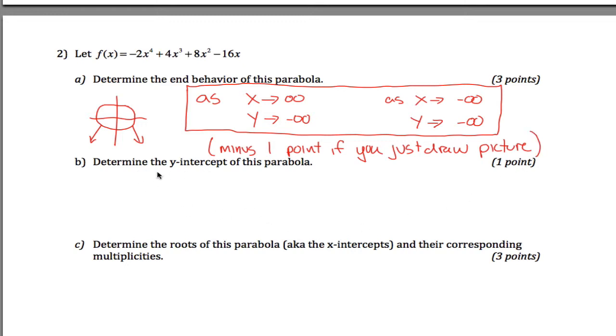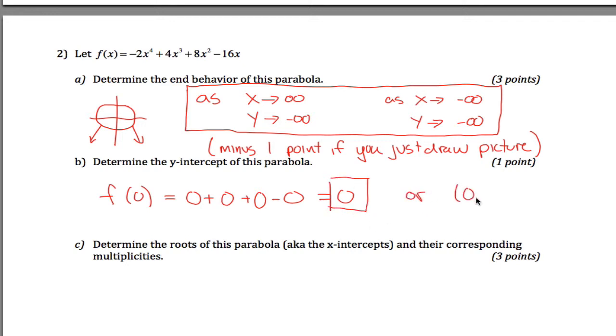Fair enough. Determine the y-intercept of this parabola. Much like above, the y-intercepts happen when x equals 0. So all I've got to do is change all the x's into zeros. I get 0 plus 0 plus 0 plus 0 minus 0, which is equal to 0. So my answer is just 0. Or if you want, it's at (0, 0).